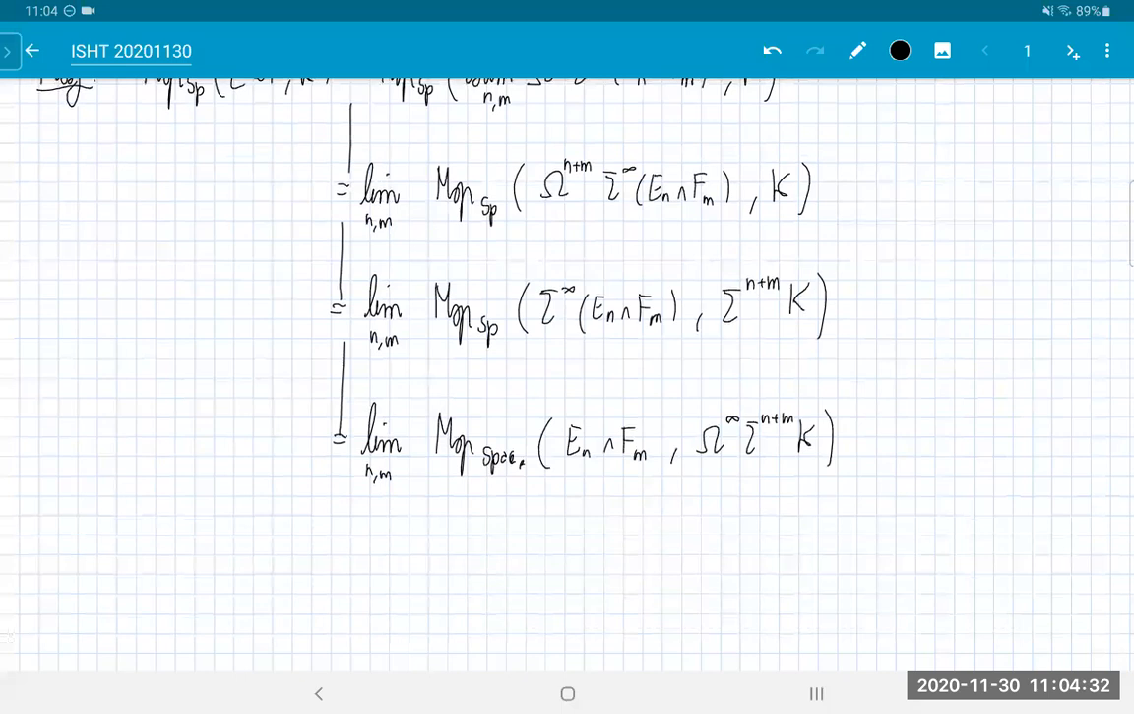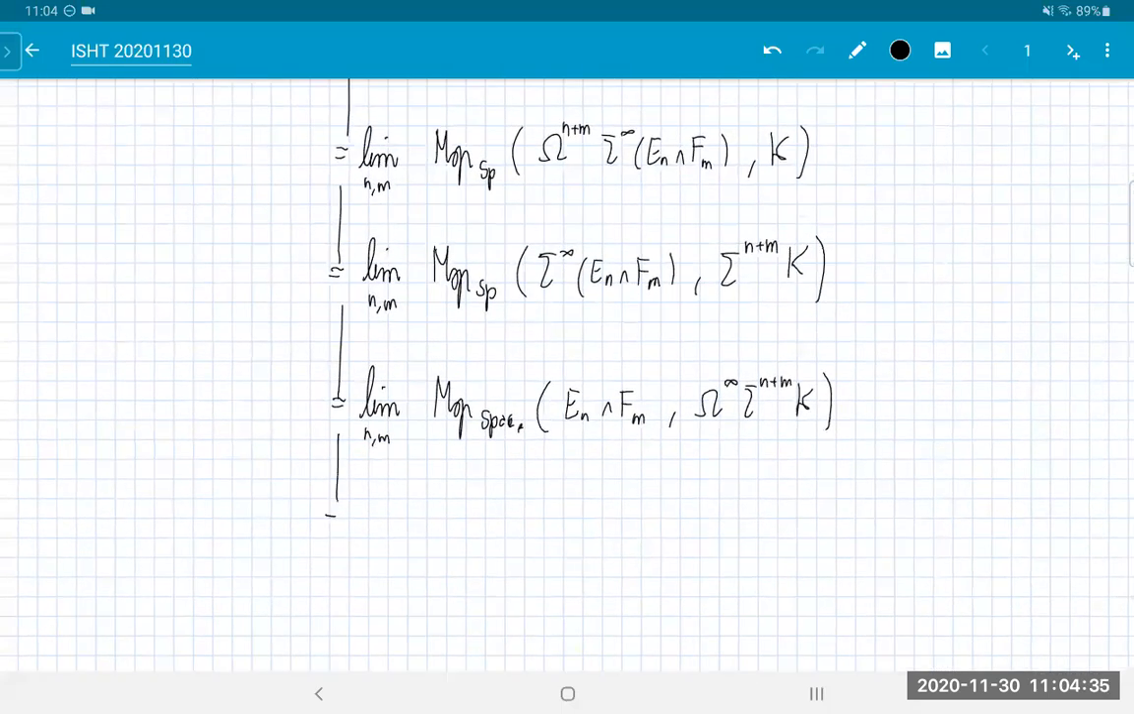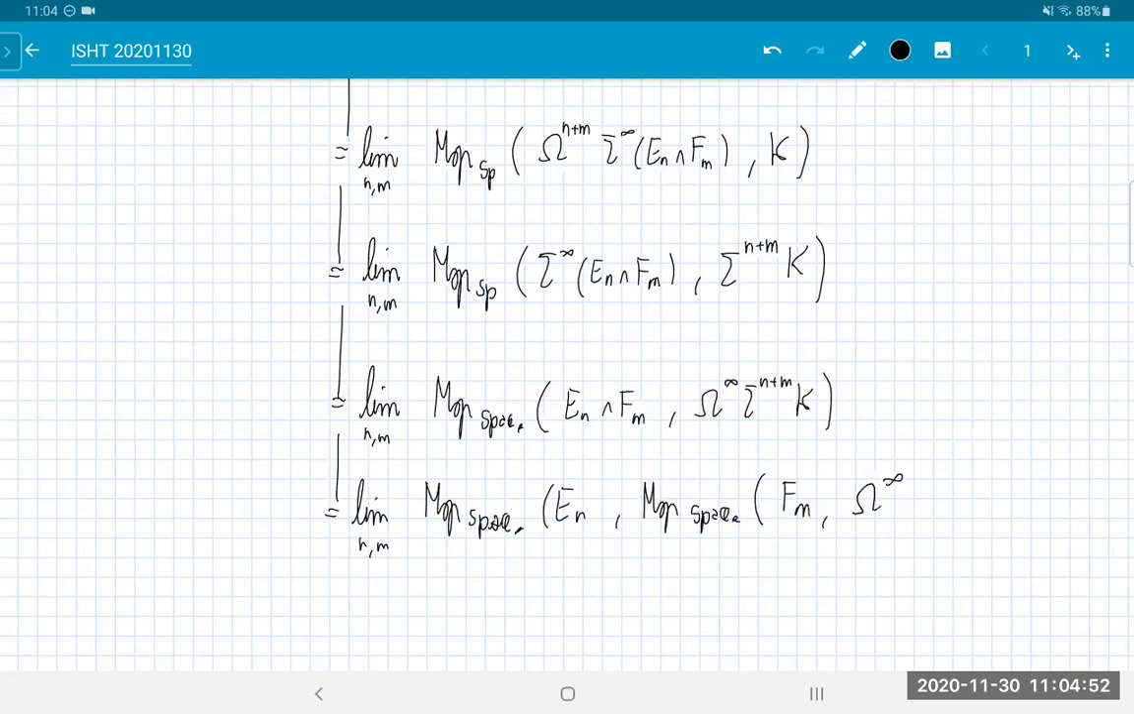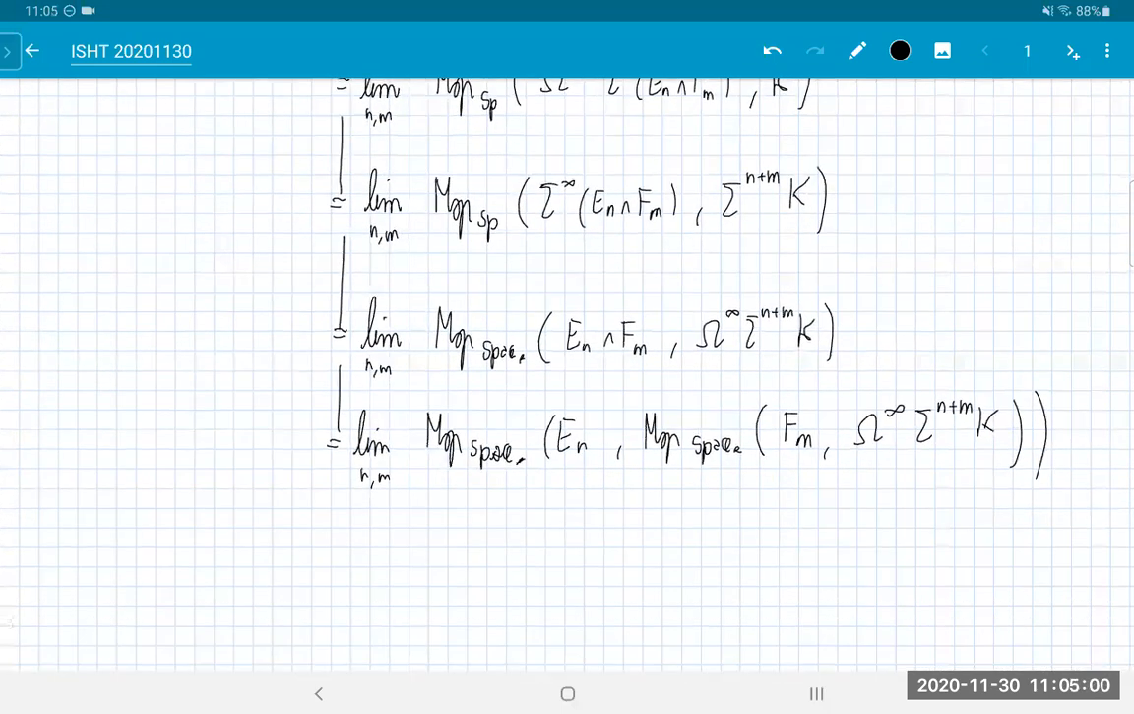Because now I want to use the universal property of the smash product in pointed spaces. And here I get maps in pointed spaces from Fm, omega infinity sigma n plus m. Oh no, yeah, okay. Now I know what I want. Remember, a map from a smash product is the same thing as a pointed map to the space of pointed maps. I think we discussed this. Okay? So far, so good.